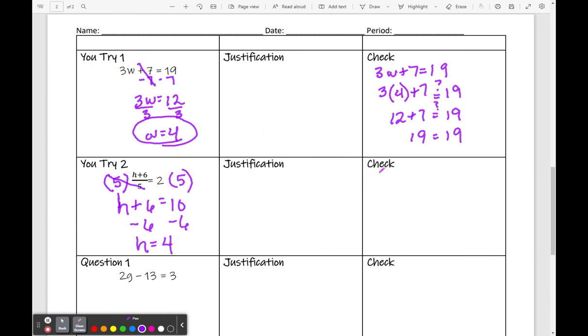Again, we're going to check. (h plus 6) divided by 5 equals 2. Wherever I see h, I'm going to write a 4: (4 plus 6) divided by 5 equals 2. 4 and 6 are 10. 10 divided by 5 equals 2. And 10 divided by 5 is 2. So it is actually that h is equal to 4.